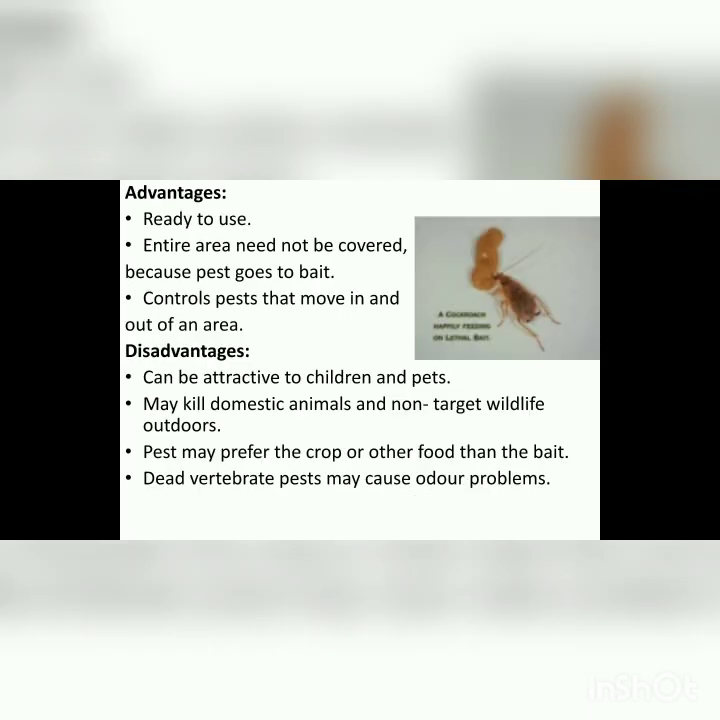Advantages: they are ready to use. The entire area need not be covered because the pest goes to the bait. They control pests that move in and out of an area. Disadvantages are that they can be attractive to children and pets, and may kill domestic animals and non-target wildlife outdoors. Pests may prefer the crop or other food over the bait. Dead vertebrate pests may cause odor problems.